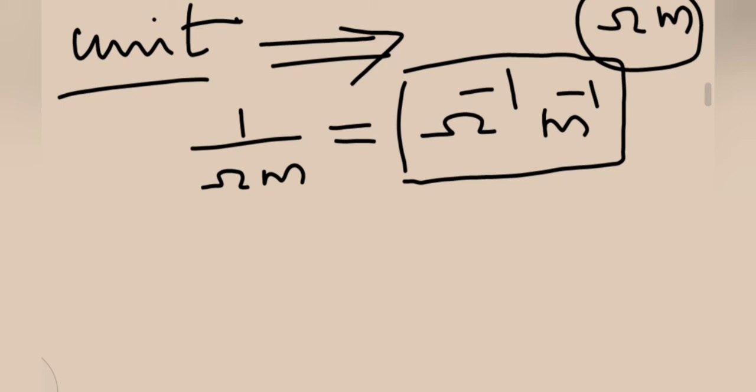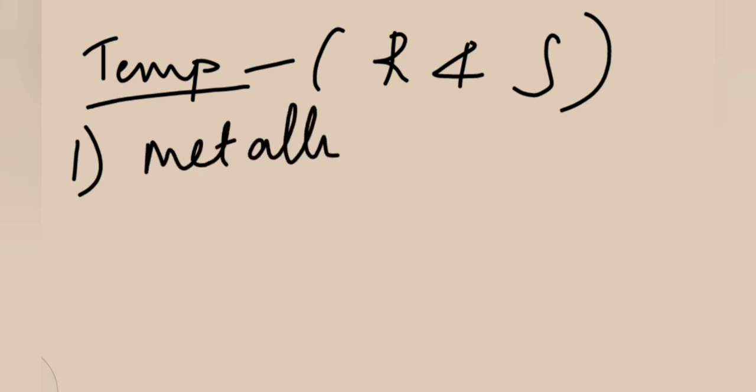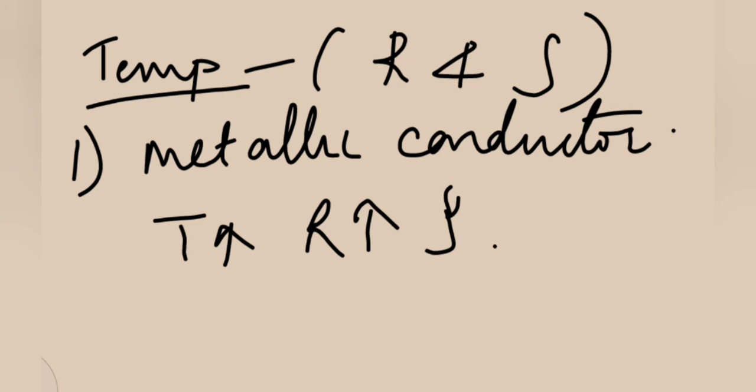Now one more thing is there. I told you about the temperature and resistance relationship, and the temperature and resistivity relationship. The main thing to be remembered is that in certain cases there are certain exceptions. So I'll mention three categories here. For metallic conductors, the relation is when temperature increases, the resistance will increase and the resistivity will also increase.